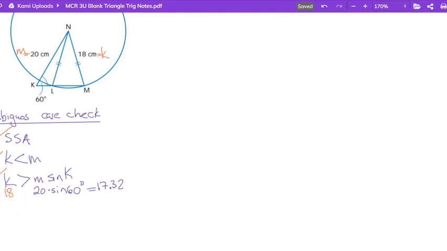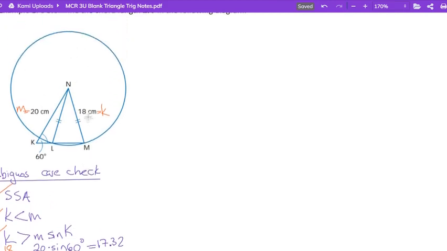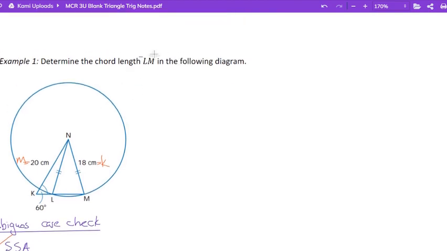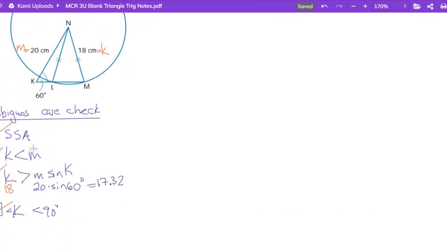And lastly, we look at the angle that is given, which is angle K, and we check, is it acute? Is it less than 90 degrees? Yes, it is. Great. We thought it was going to be an ambiguous case, and now we see it truly is. So that was our check. It is ambiguous case. And so the point of this question, we need to solve for the length of LM. What's step one? Well, we said let's solve for angle M using sine law.